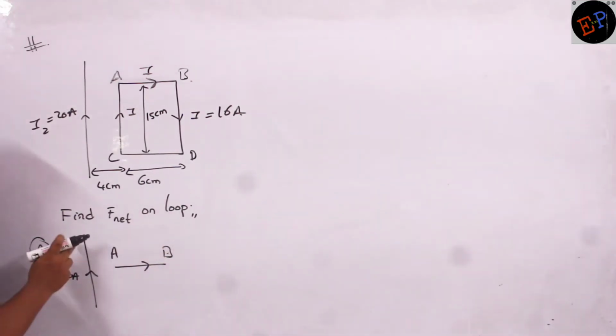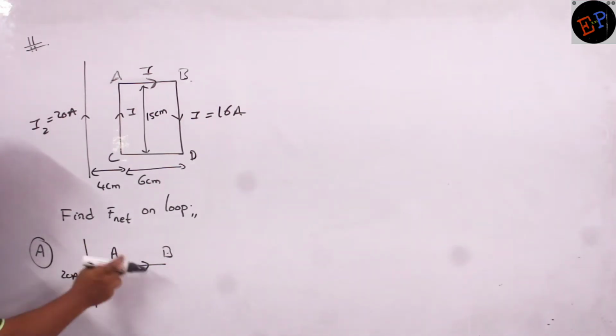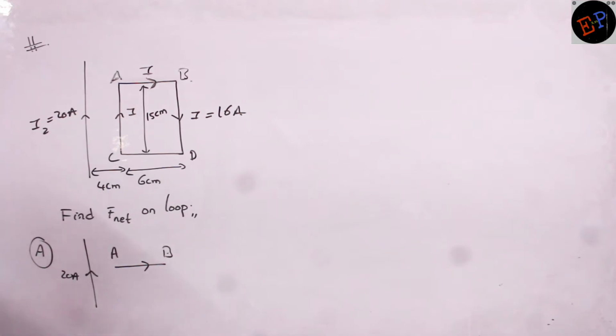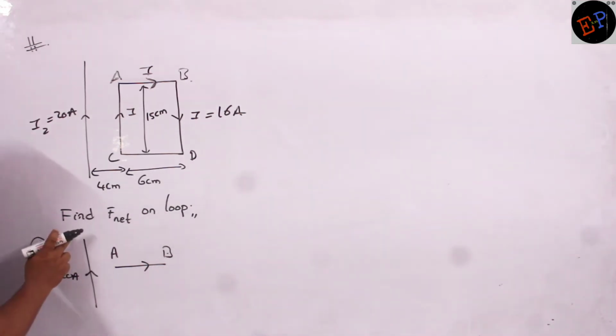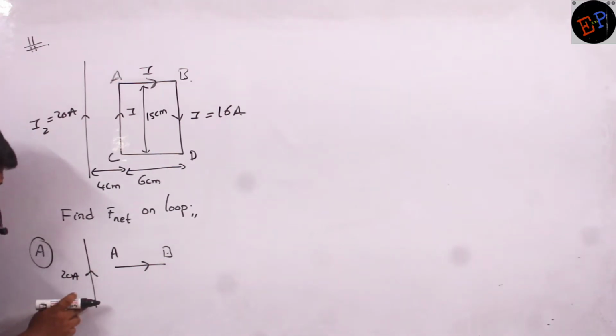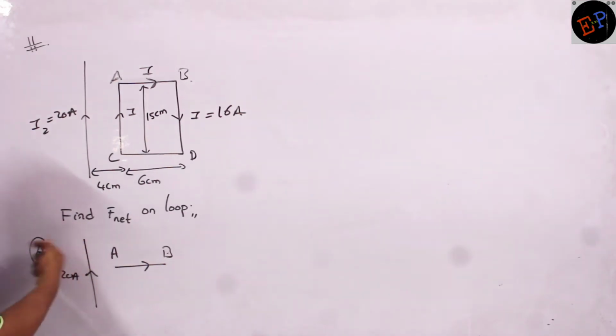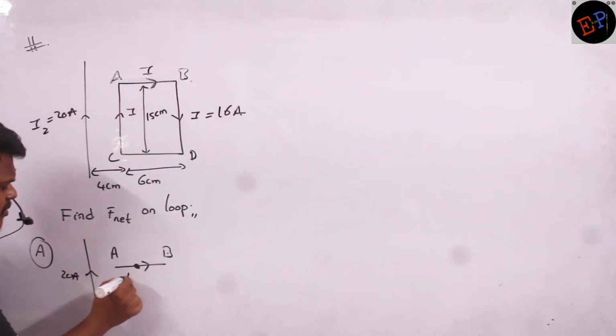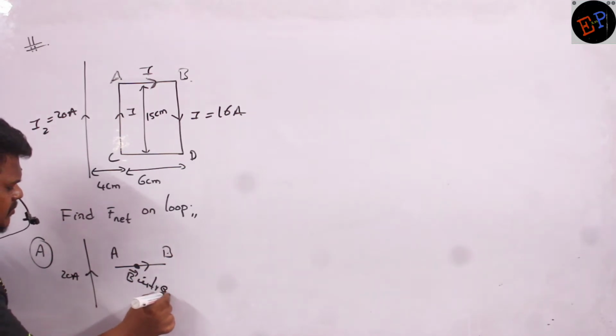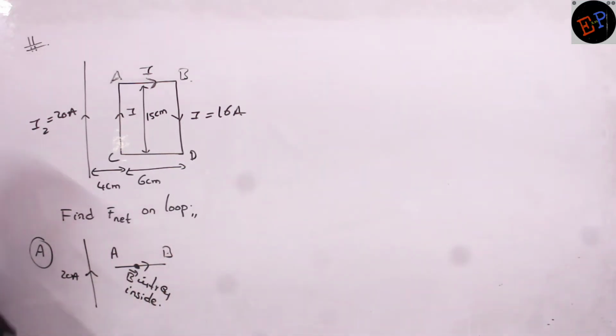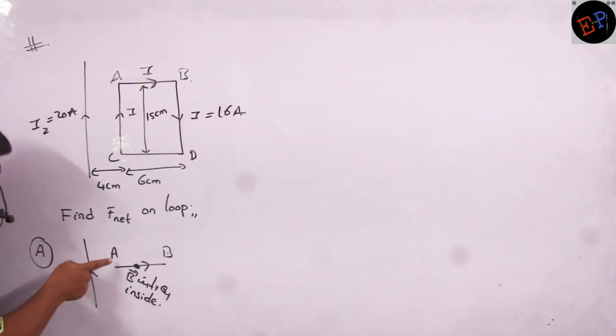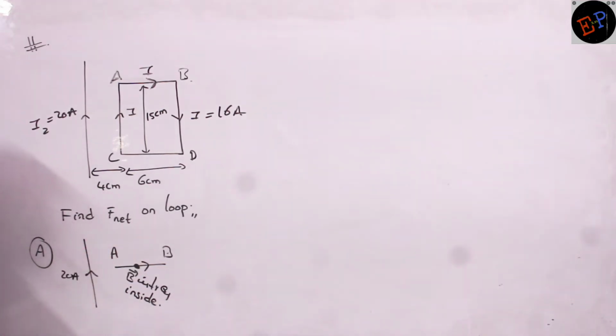Now, because of this current, can you say what is the direction of magnetic field on this wire? Magnetic field is perpendicular and inside the board. So here I can say B dash is perpendicular and inside. Okay, ma'am? So if B dash is perpendicular and inside, then this current carrying conductor will experience force in which direction? B dash is inside. Current is in this direction. In which direction will the force be experienced?